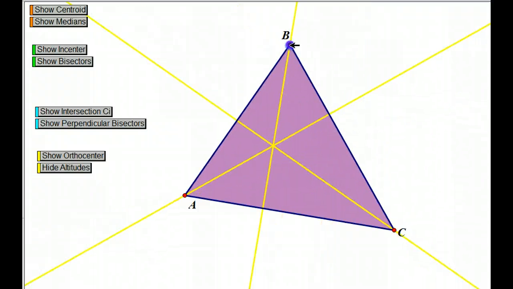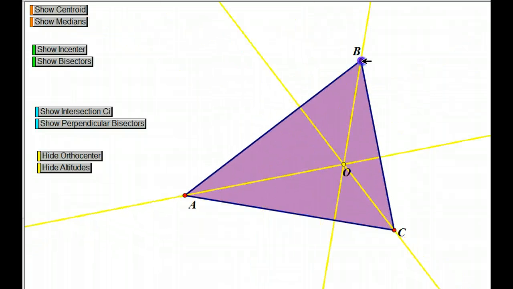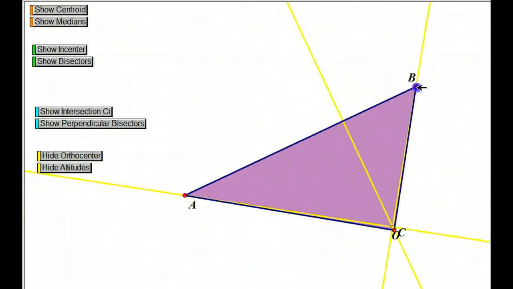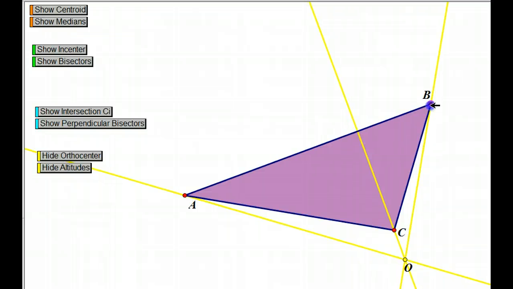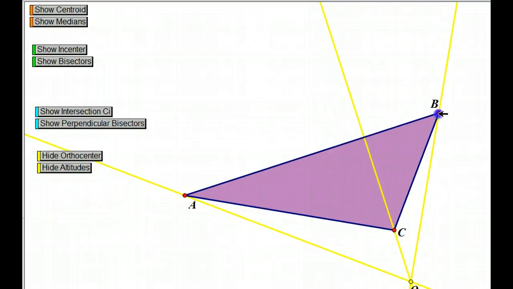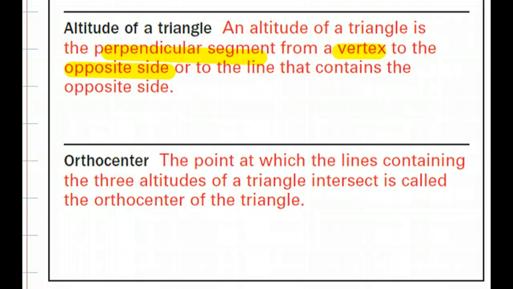But let's take a look at the case of an acute triangle. As you can see, all the altitudes do intersect inside the triangle, and that point of intersection is called the orthocenter. We're going to name it O. And as I change the type of triangle, you see that the orthocenter can actually be on a vertex when it's a right triangle, and it's actually going to be outside the triangle if it's an obtuse triangle. So the point of concurrency for the altitudes of a triangle is called the orthocenter.